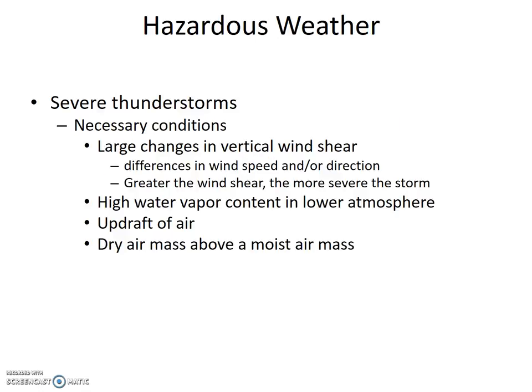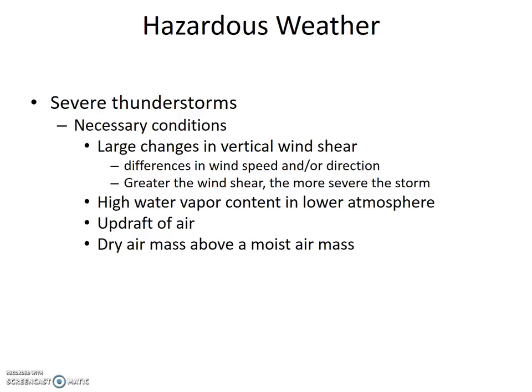And necessary conditions for a severe thunderstorm include large changes in vertical wind shear, meaning differences in wind speed and/or direction. The greater the wind speed, the more severe the storm, and the more likely a tornado will form.